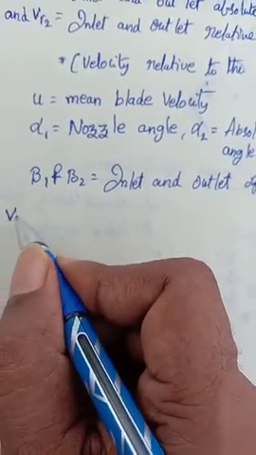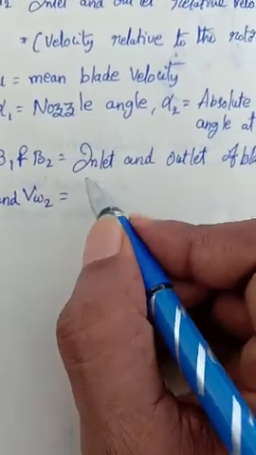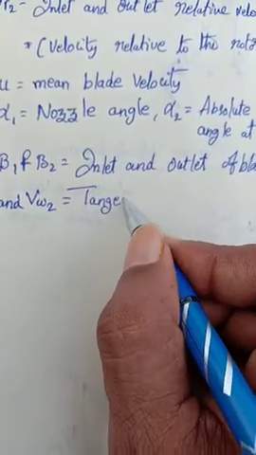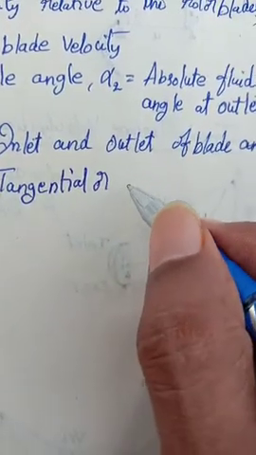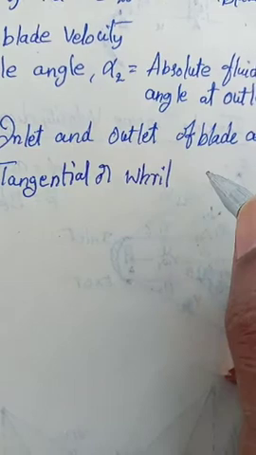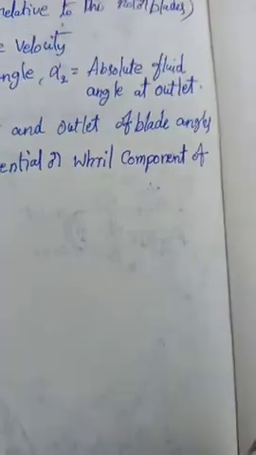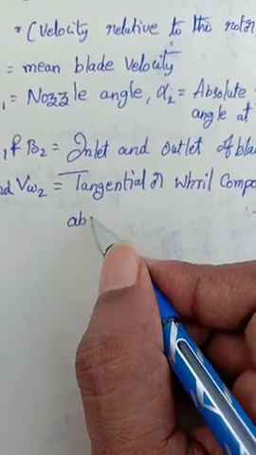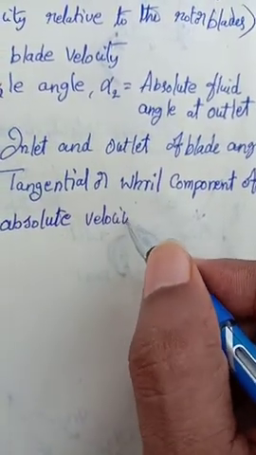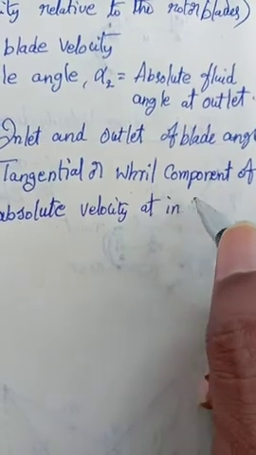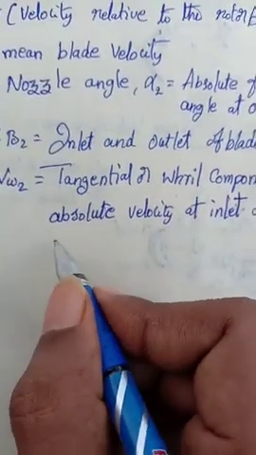Then we go to write down VW1 and VW2. Tangential or whirl component of absolute velocity at inlet and outlet.